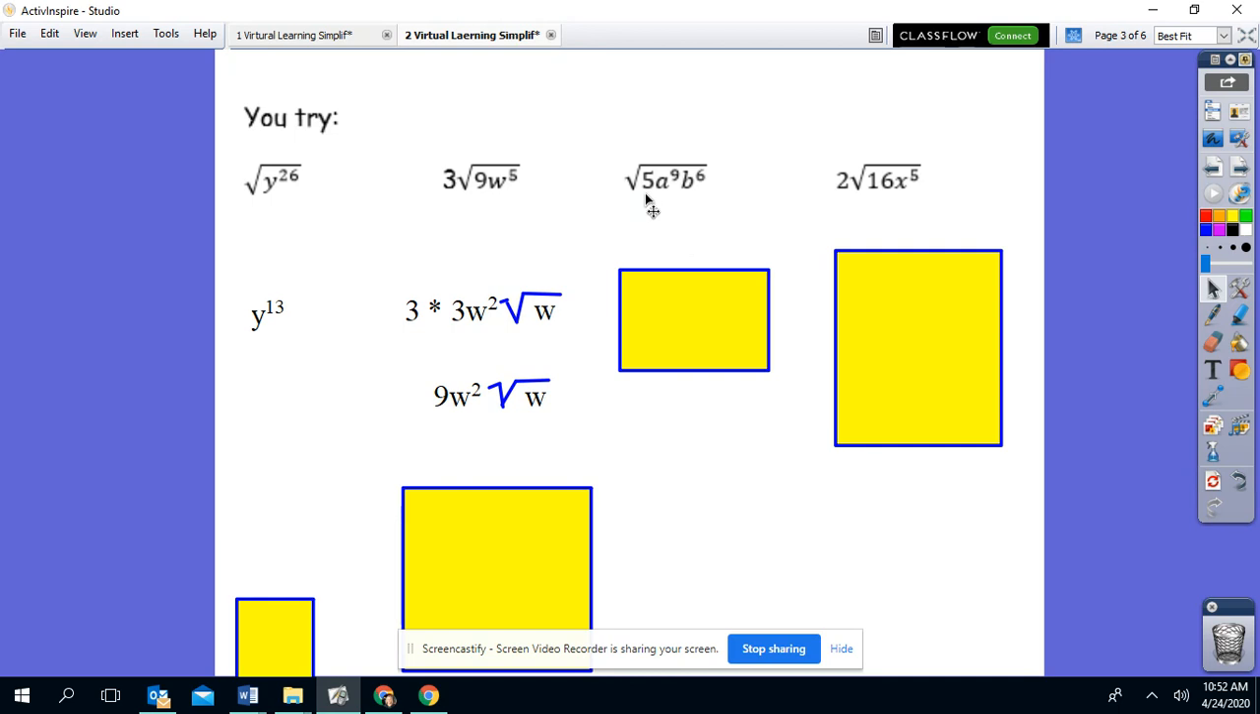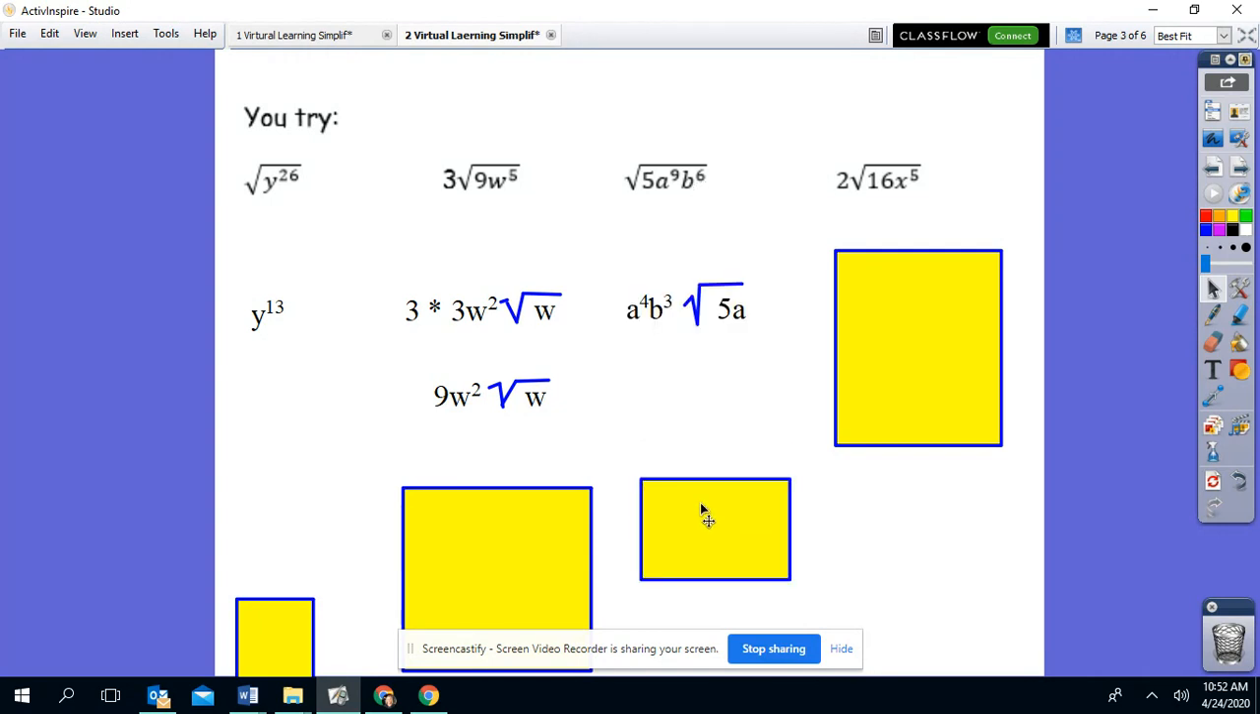All right, we've got a 5. Now we can't reduce the 5, so the 5 will have to stay under the radical. A to the 9th. Well, if we have 9 shoes, you can wear 4 pairs because you can wear 8 of those shoes and 1's left over. B to the 6th. If you've got 6 shoes, you can wear 3 pairs. From the 9, we can make 4 pairs. From the 6, we can make 3 pairs, and we had one of the A's left over.